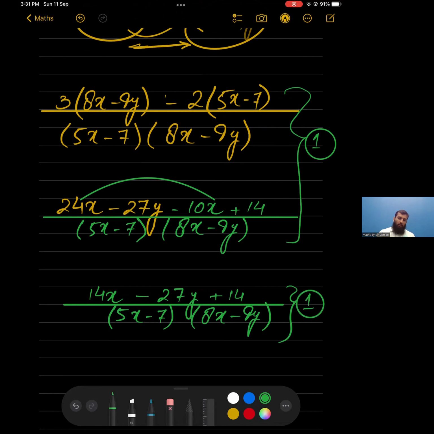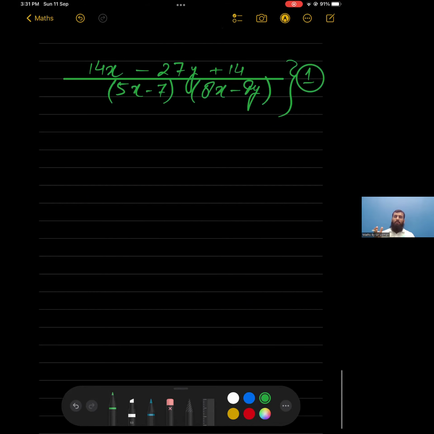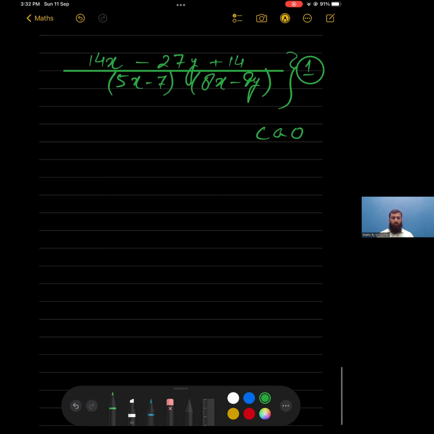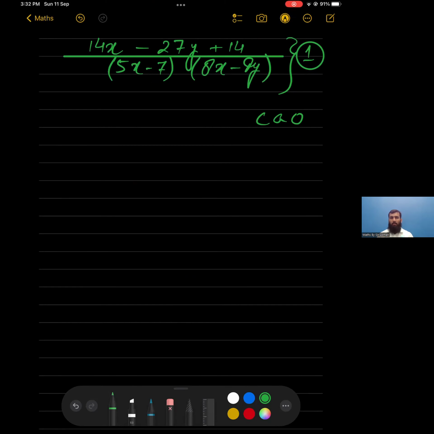Again, if they are asking you to give the answer in simplest possible form, that will also come with the CAO condition. What was the CAO condition in the marking scheme? It was correct answer only. So if the answer is exactly matching with the marking scheme, only then you would be rewarded with marks. So questions come with this correct answer only condition.